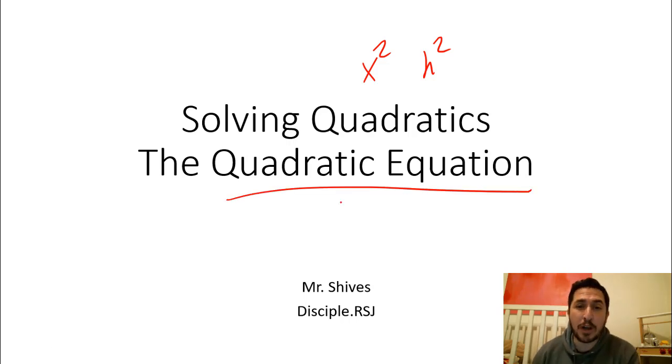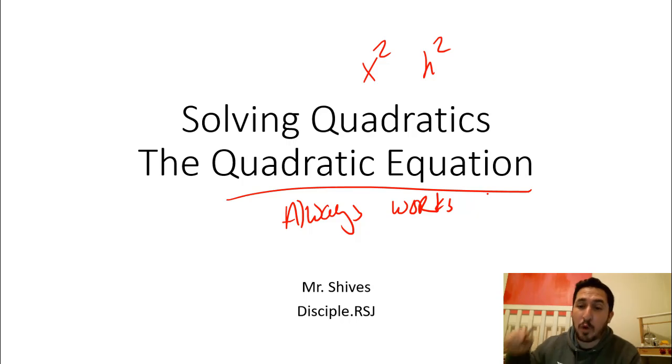The reason why we use the quadratic equation is because it always works. It'll always, always, always work. This method will always work. There's no other method that'll always work. The quadratic equation will always work. All right, let's show you how to use it.